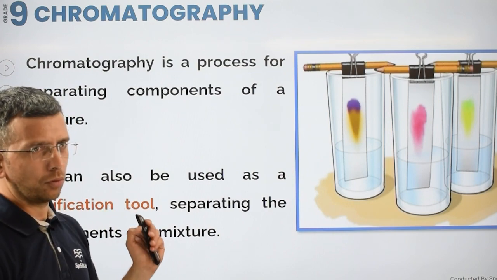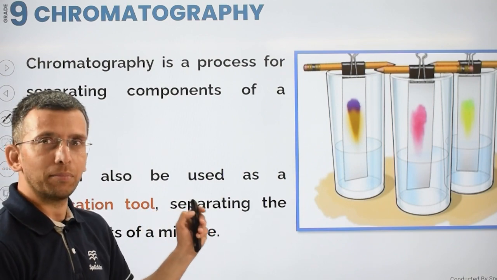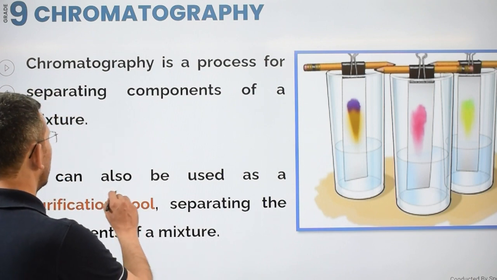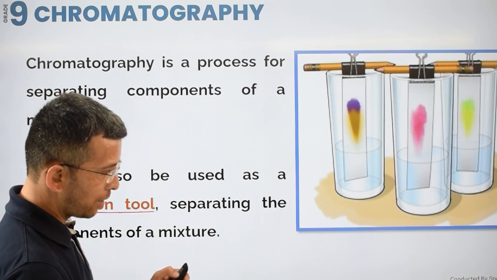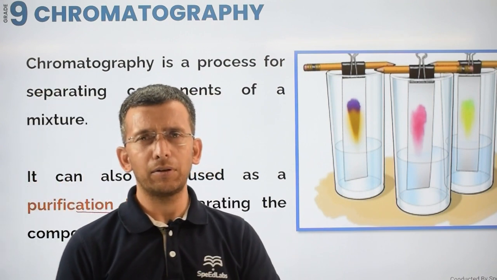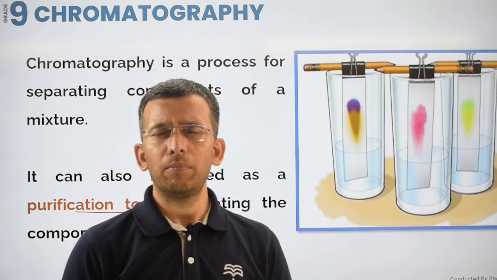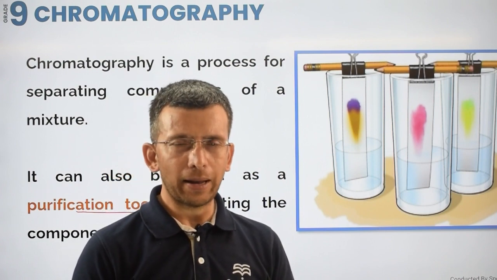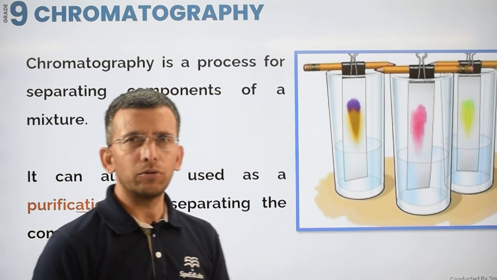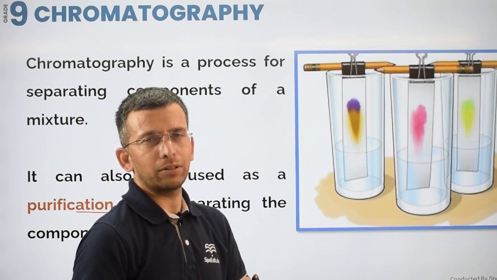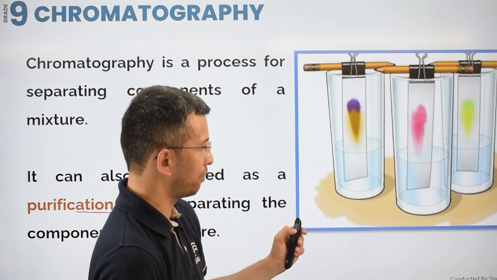Chromatography is a separating process, where we separate the different components of a mixture. It can also be used as a purification tool. Take a very simple example. Every student is using black color ink. Obviously they are using black ink, but this black ink is made from multiple colors, as you know very well. To separate all the colors which make the black color, it can be separated out by this chromatography method.